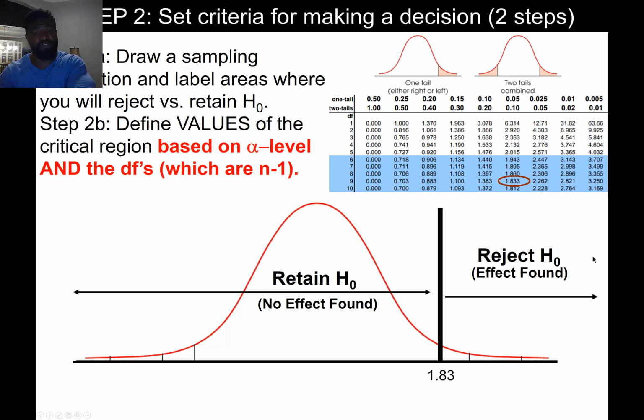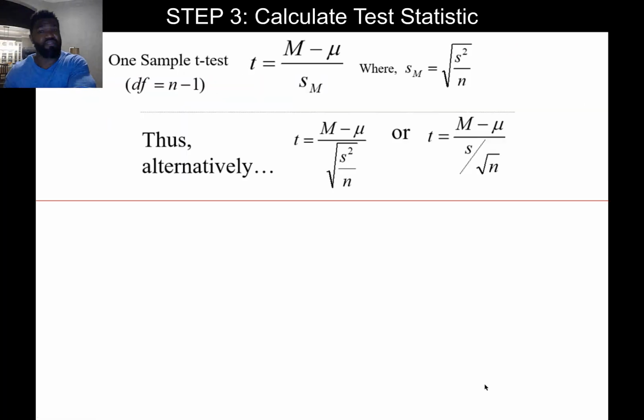We've done step 2 when we've done all of this, right? We've drawn our sampling distribution, we've labeled our areas where we're going to reject versus retain the null hypothesis, and we've defined what that critical value actually is. So step 2 is done. Step 3, we have to calculate our test statistic, okay?